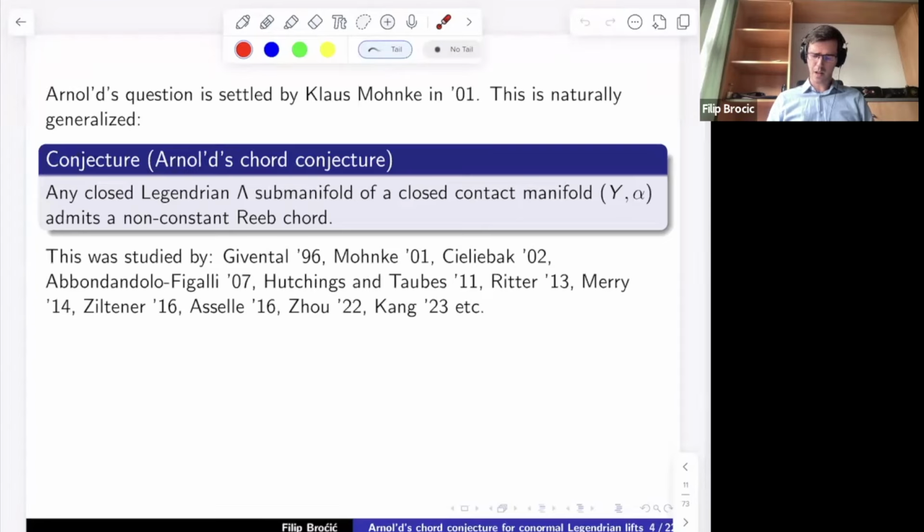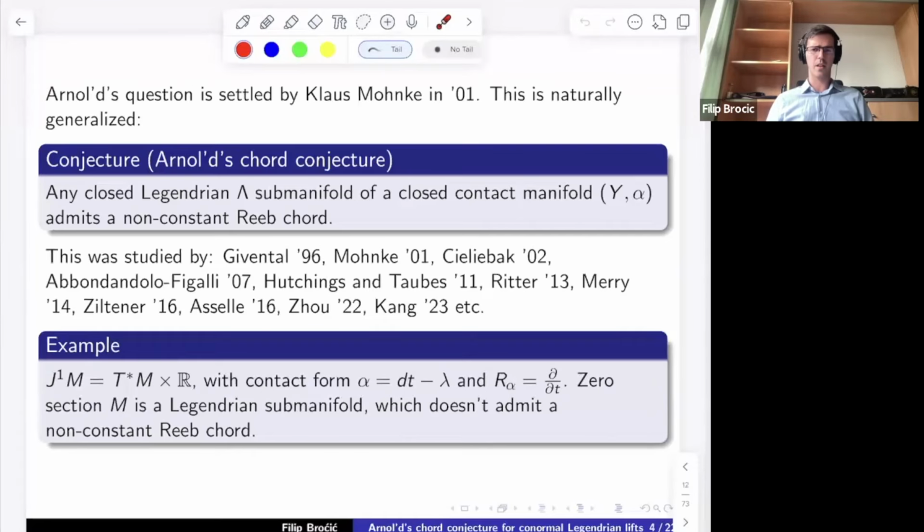And another example that I would like to give is that the closeness of the ambient contact manifold is necessary, because we can consider the jet1 space of a closed manifold M, which is identified with the contactization of the cotangent bundle. There, the contact form is given by dt minus lambda, where t is a parameter in R, and lambda is a canonical Liouville form on the cotangent bundle.